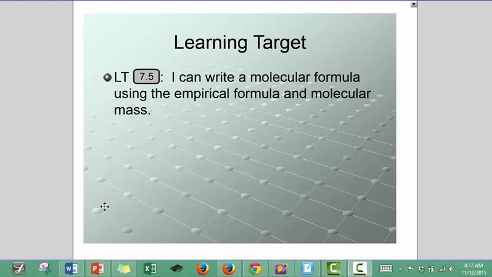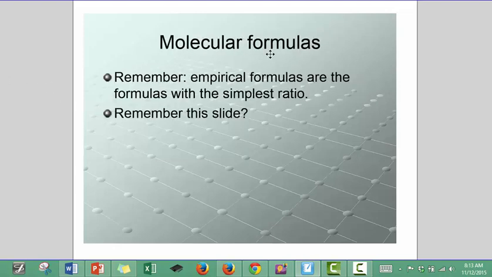In this video, we're going to learn how to write a molecular formula using both the empirical formula and the molecular mass. So here's our learning target. Now, I want you to remember that empirical formulas are the formulas with the simplest ratio. We've taken that ratio and we have reduced it to its simplest form.